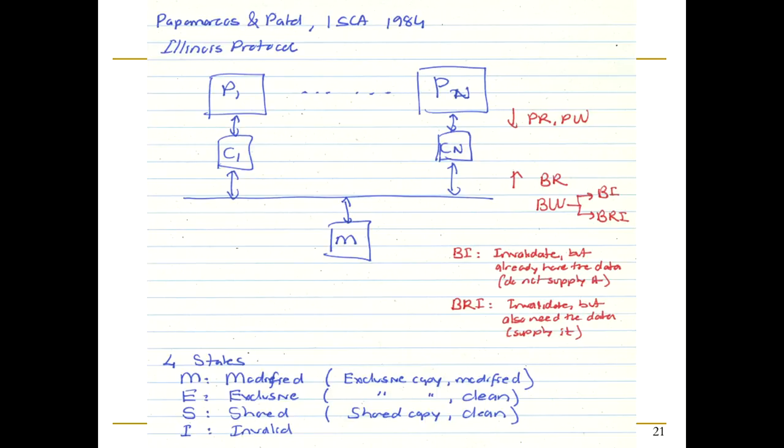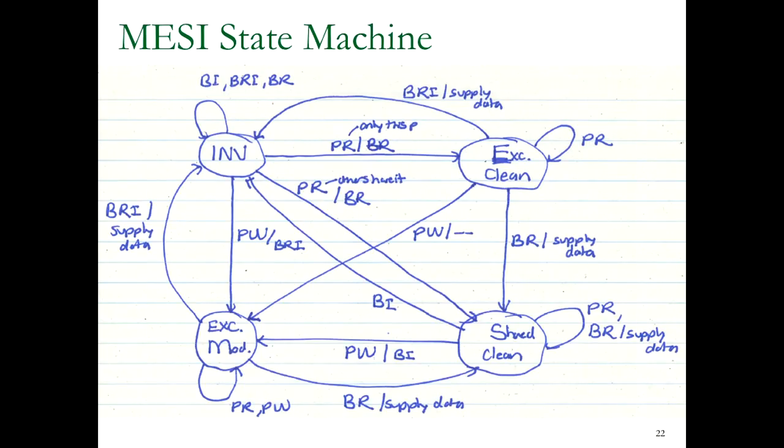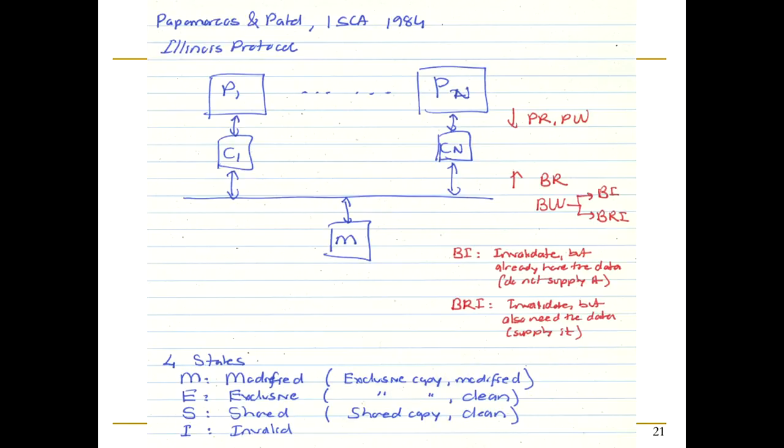Okay, so these are the 4 states. Actually, it's better to say it over here. Invalid state is obvious. Shared state still has the same meaning. It's potentially shared. Again, we don't know. Because of the invalidations, you may still have the only copy in the system, but you may not know. You need an additional mechanism to know that if you're going from shared to exclusive.